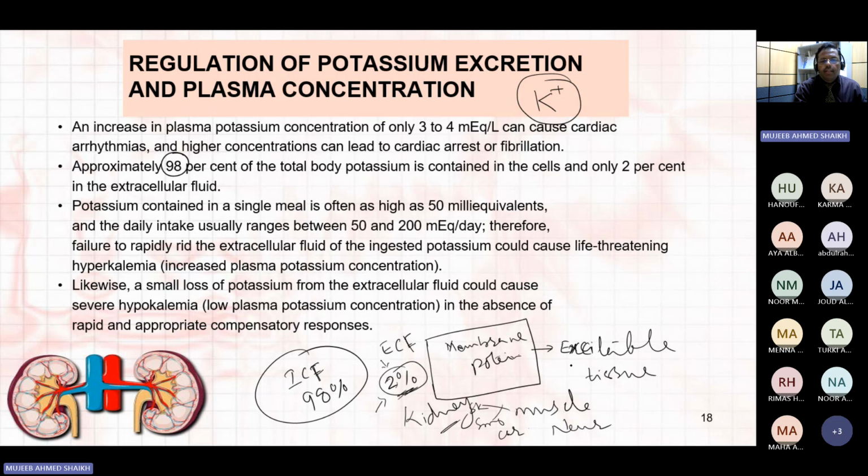Otherwise, what will happen? The excitable tissues will become inexcitable, or either they will go into paralysis or become hyperexcitable. A change in the potassium concentration causes hyperexcitability and also paralysis, or non-excitability. So both will be happening. And kidneys are regulating the potassium concentration.